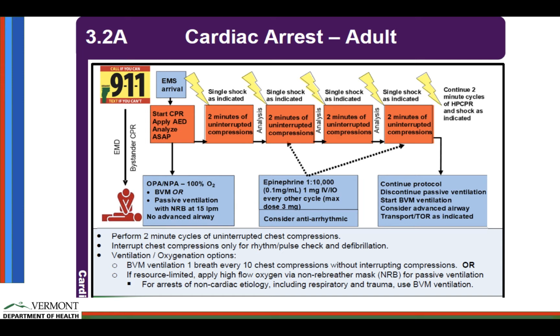Additional instructions for AEMTs. Administer epinephrine every other cycle up to a maximum of 3 milligrams. Delay placement of an advanced airway if possible until after completion of the first 4 cycles of compressions.